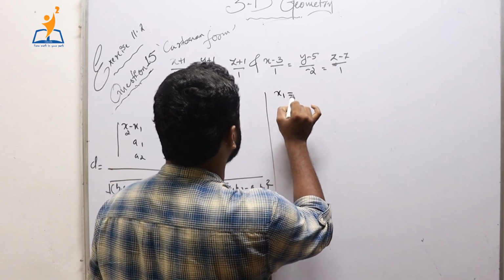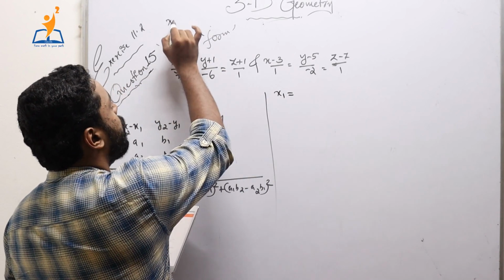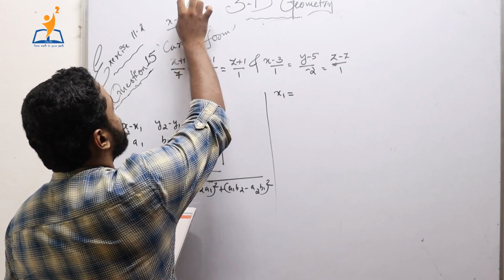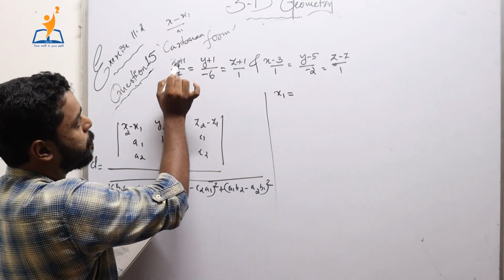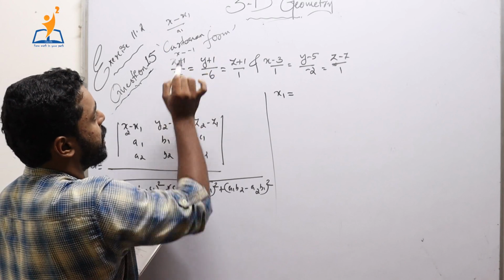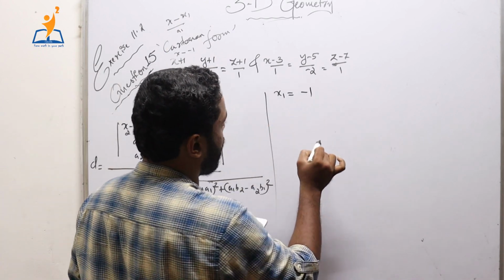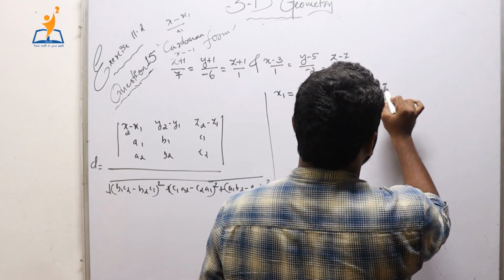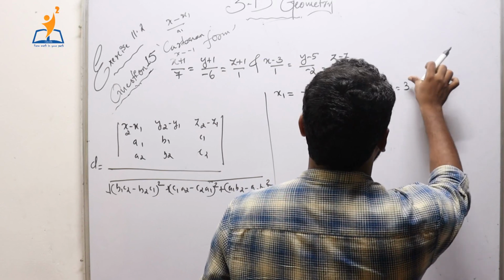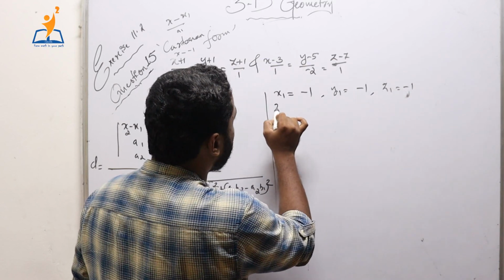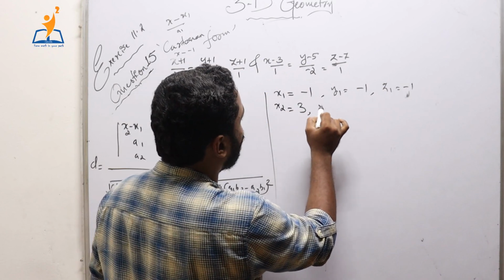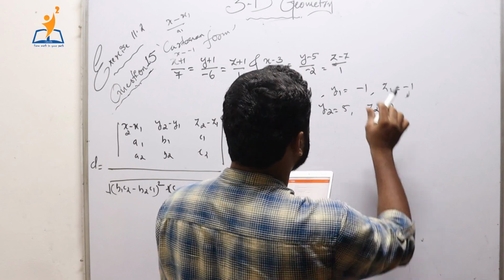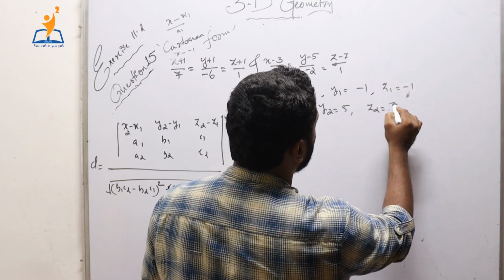We have x1, and we know the standard form is x minus x1 divided by a1. But here it is of the form x plus 1, so we can write it as x minus minus 1. So x1 is minus 1, y1 is minus 1, z1 is minus 1 again. x2 is equal to 3, y2 is equal to 5, z2 is equal to, sorry, 7. So z2 is equal to 7.